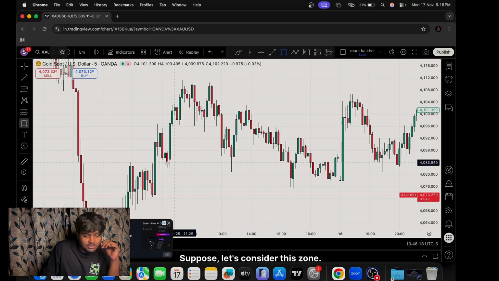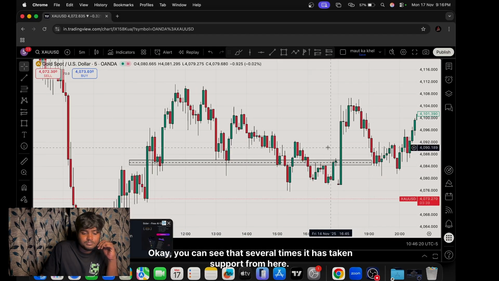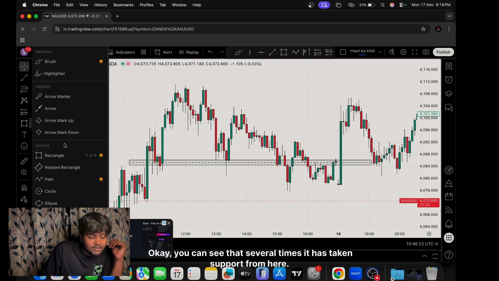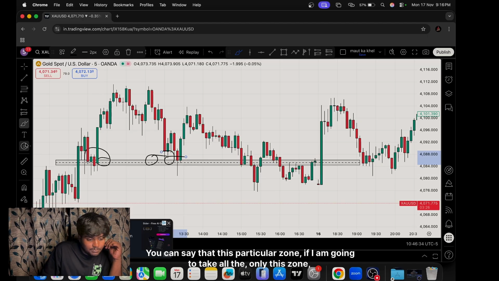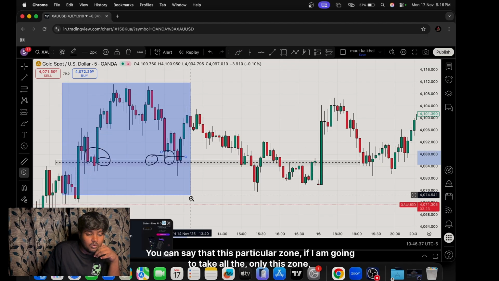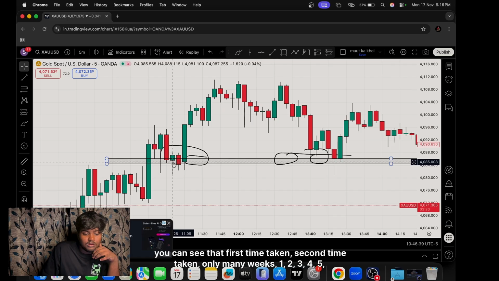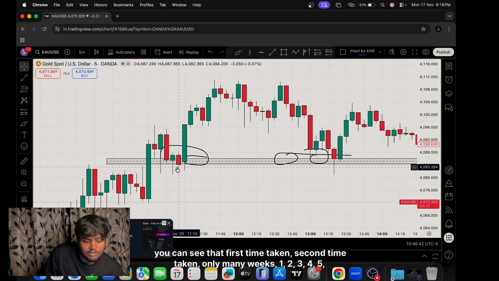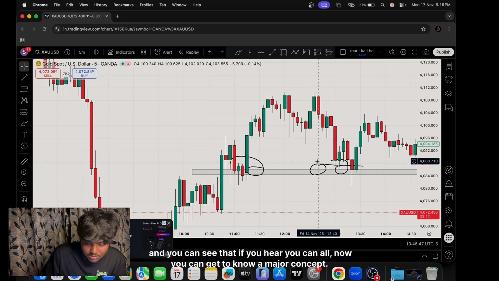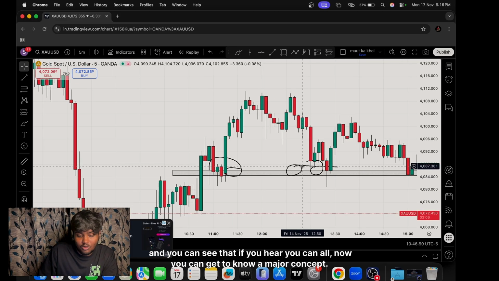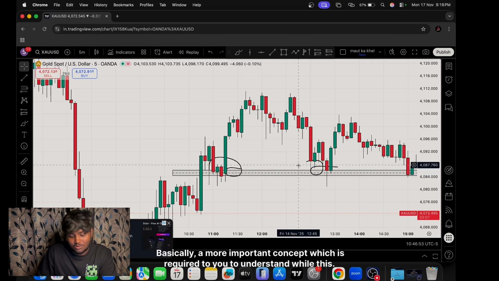Suppose let's consider this zone. You can see that several times it has taken support from here. One time it almost touched it, a week's time, three times. If I take only this zone, you can see that first time taken, second time taken, over many weeks, 1 2 3 4 5. And now you can get to know a major concept, a more important concept which is required for you to understand.